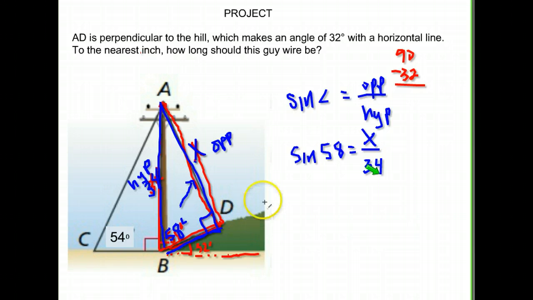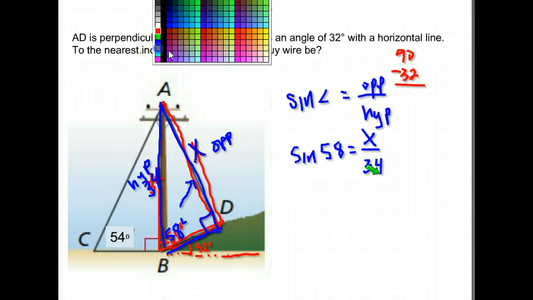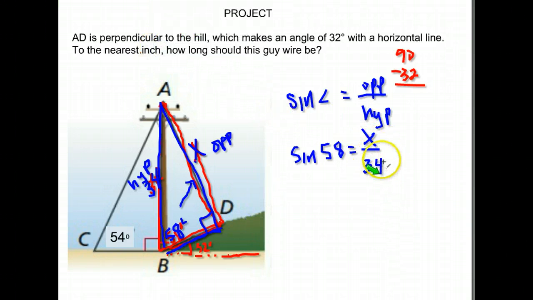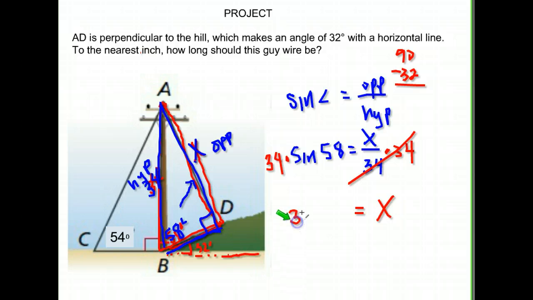We want to solve that. So let's go ahead and solve. How are we going to get x by itself? Well, x is divided by 34. Notice it's in the top of the fraction this time, so we don't need to multiply to get it out of the bottom because it's not in the bottom. All we have to do is multiply both sides by 34 so that it can be by itself. Okay, and I get x is 34 times the sine of 58.